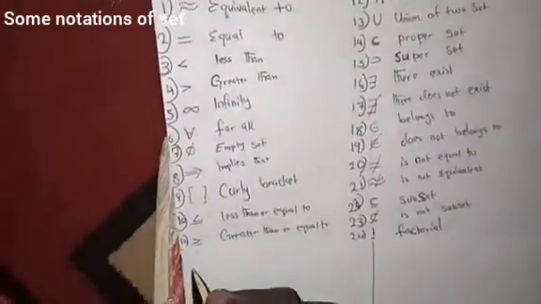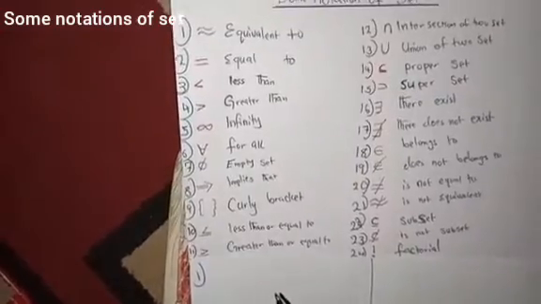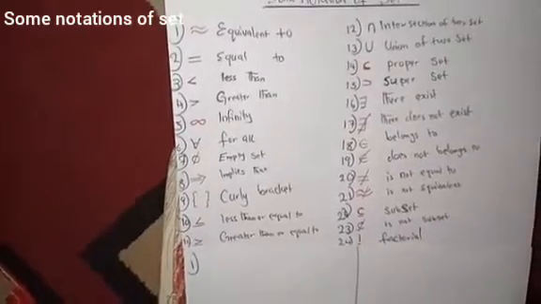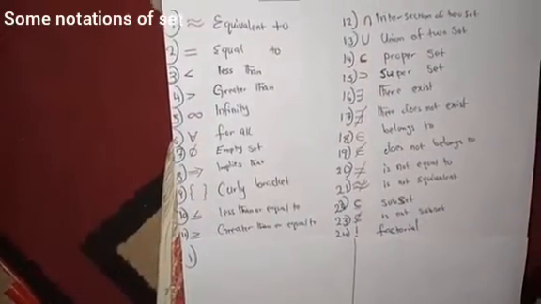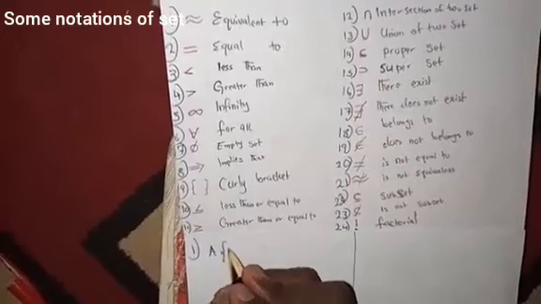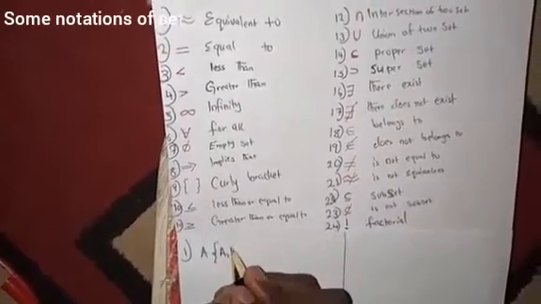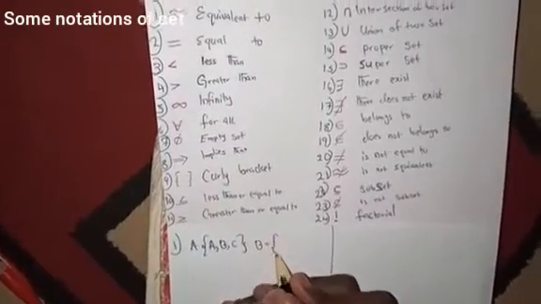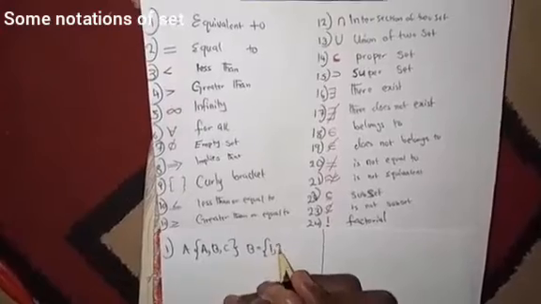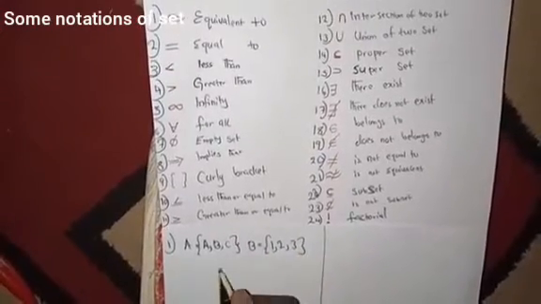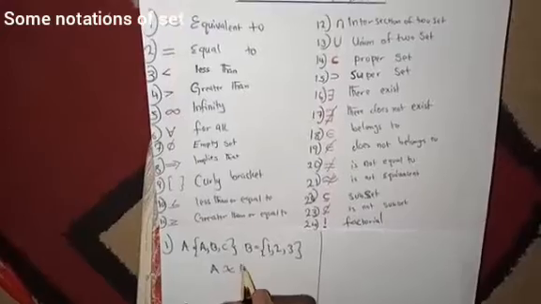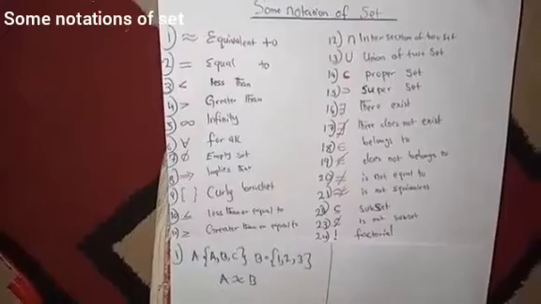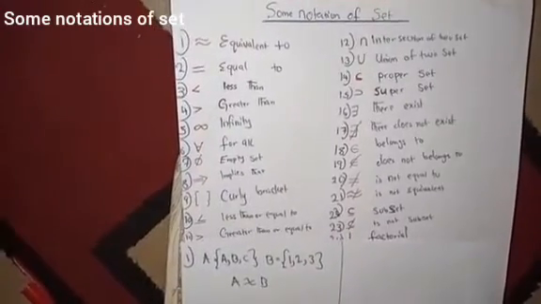Number one is equivalent set. When we say equivalent set, we are referring to sets that have the same number of elements, but it's not necessary for the elements to be the same, just the number of elements. For example, if A has elements a, b, c, and B has elements 1, 2, 3, then definitely A is equivalent to B, because all that matters here is the number of elements, not the type of the elements present in that particular set. So this type of set is called an equivalent set.